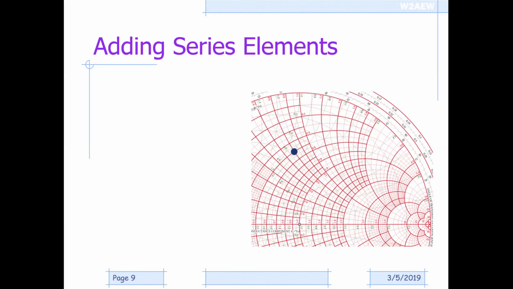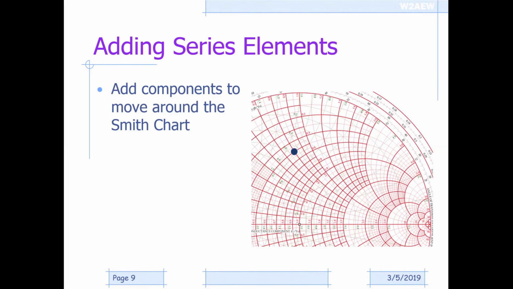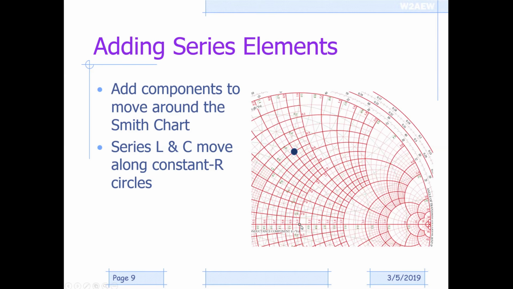If we add elements in series, we're going to move along the Smith chart curves in a certain way. So we typically will add these components to essentially drive our complex impedance down to the desired point, which is the system impedance. If we add series inductors and series capacitors, we're going to move along the constant resistance circles. So for example, if we add a series inductor, we're going to move clockwise along the constant resistance circle.